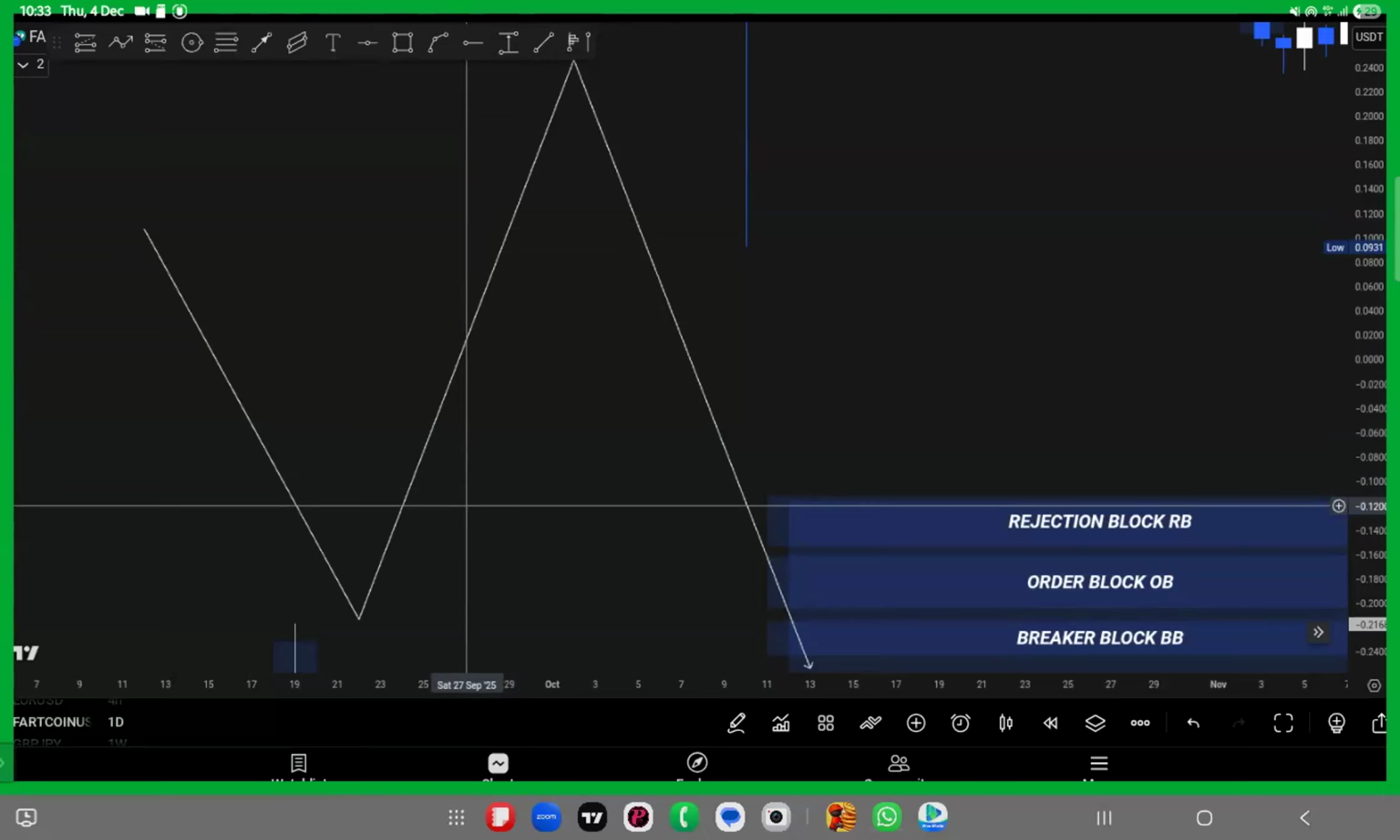So you want to see your break of structure, your market structure shift, first of all, before moving on to identify your order block. All right. So this is not only one of the criteria for identifying an order block. It is also one of the criteria for validating an order block as well. You want to see your break of structure or your market structure shift, first of all.